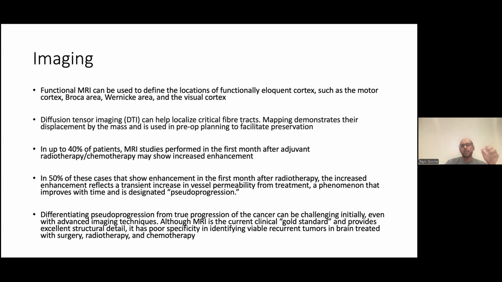Differentiating pseudoprogression from true progression of cancer cells can be challenging, even with advanced imaging techniques, because although MRI is the gold standard and provides excellent structural detail, it has poor specificity in identifying viable recurrent tumors in brain treated with surgery, radiation, and chemotherapy, especially in the first few months after treatment.